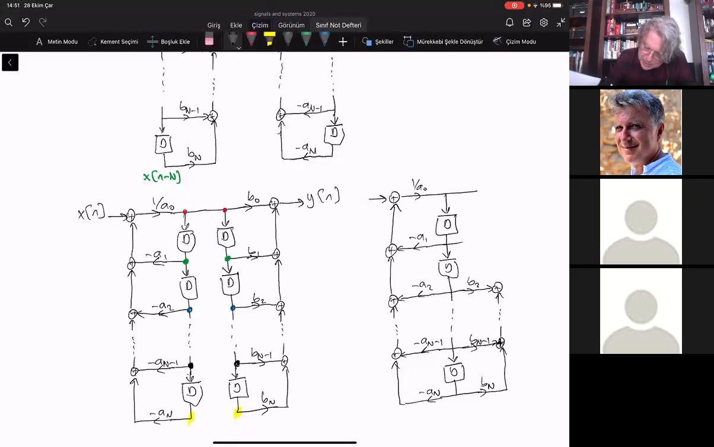This one is b2. This one is b1. And finally, all the way up here, the top one is b0. So this is the input x of n, this is the output y of n, and this is the minimal representation that I ask from you to have for any given differential equation.